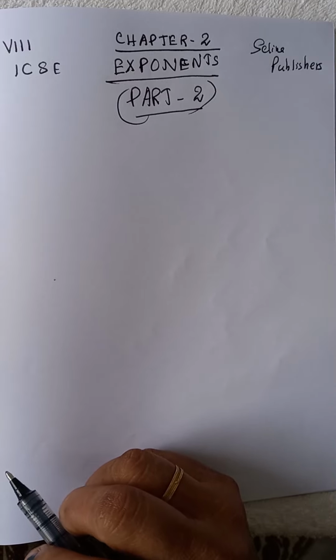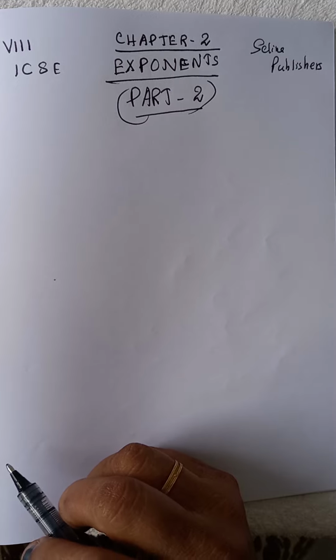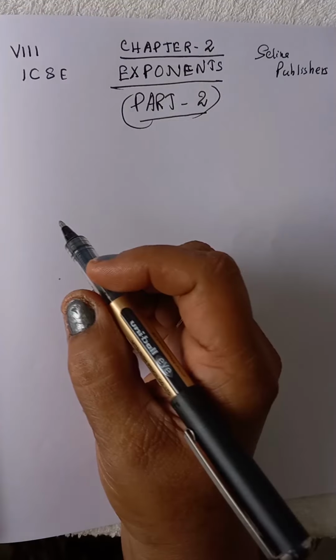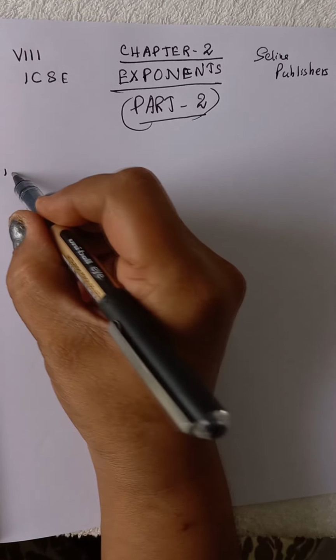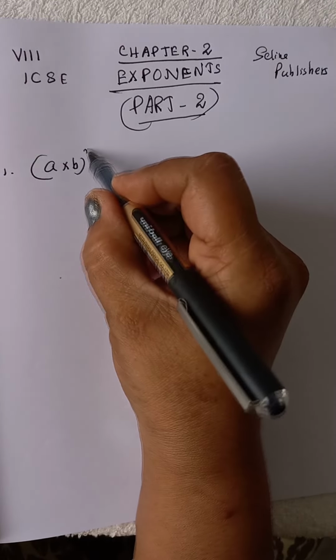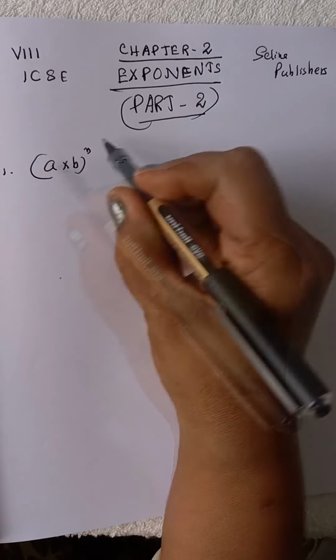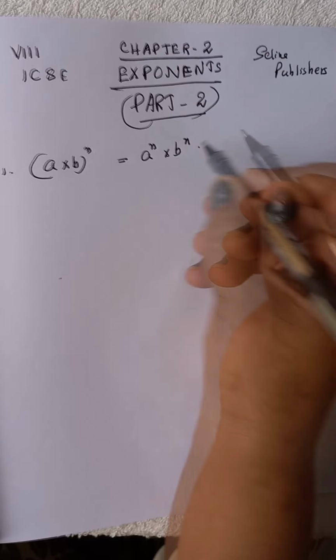Today we will solve questions in exercise 2b in exponents. So let's start. At first we will discuss some more properties of exponents. Here the first one is (a into b) whole raised to n, that is equal to a raised to n into b raised to n.